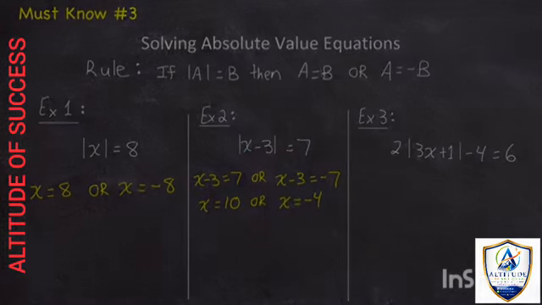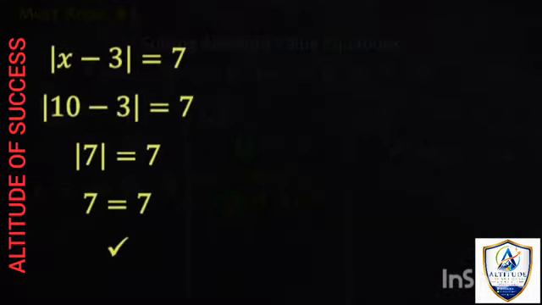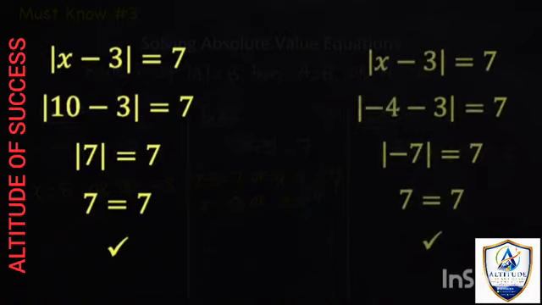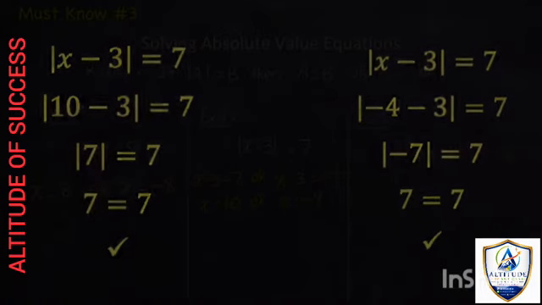And we could check. Subbing in 10 for x, I get the absolute value of 10 minus 3, which is the absolute value of 7, which is 7. Subbing in negative 4 for this x, I get the absolute value of negative 4 minus 3, which is the absolute value of negative 7, which is also 7. So both solutions are correct.